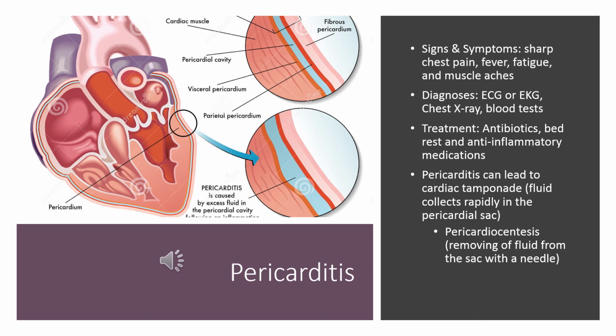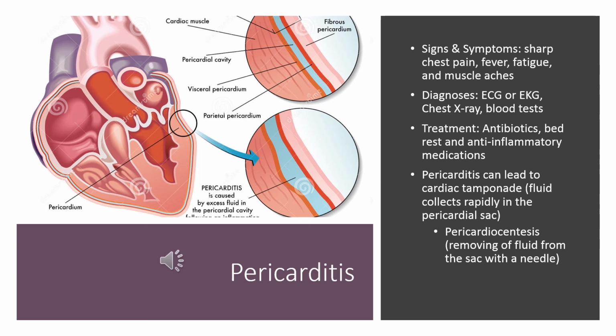How can you tell if you have pericarditis? The most common symptom is sharp chest pain that travels to the left shoulder and worsens with deep breaths or while lying down. The pain is relieved by sitting up and leaning forward. Fever, fatigue, and muscle aches may be present as well.